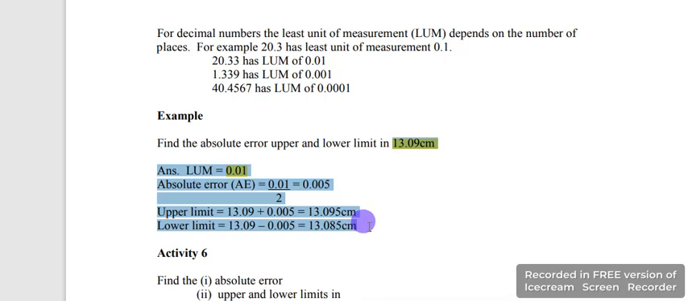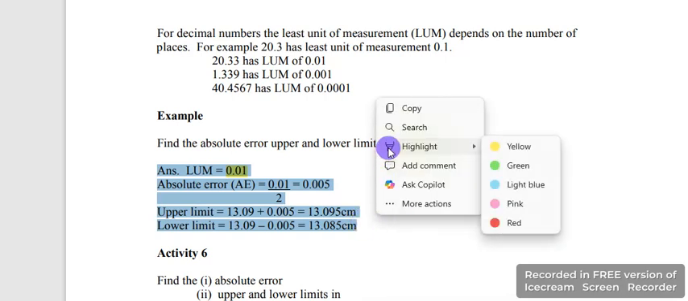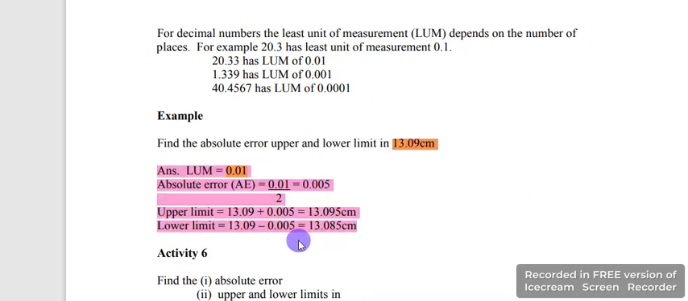The answer we get is 13.085. That is what we have. That is the answer we are getting.